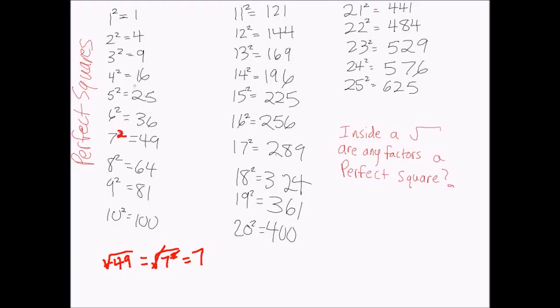Anytime I have something that's a factor, say I have the square root of 50. The square root of 50 has a factor of 25, so this would be equal to the square root of 25 times the square root of 2. The thing I can simplify is the square root of 25. That is the square root of 5 squared times the square root of 2. These cancel, and I would be left with 5 square root of 2.